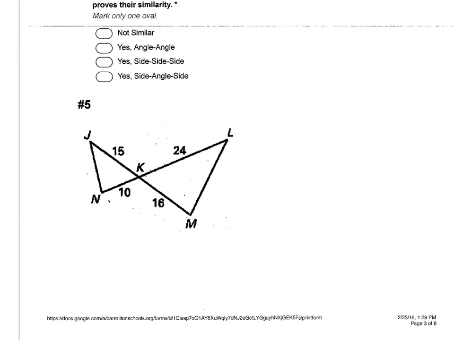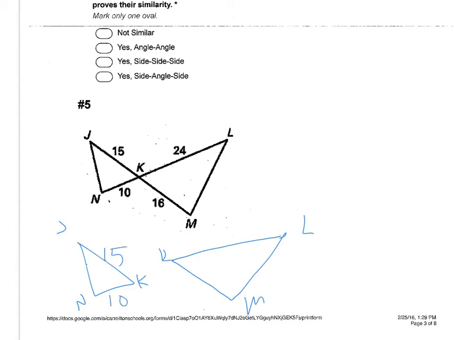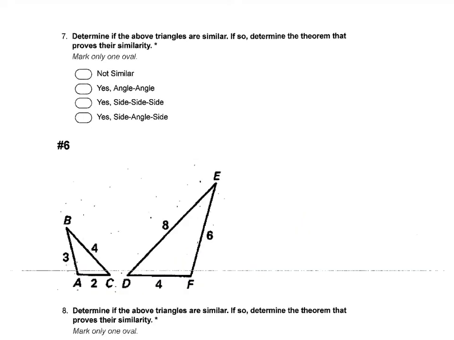Here's number 5. Now here's the picture. Evidently the problem's on the next page. So again, I would redraw this, maybe on your answer sheet. There's J, there's N, there's K, there's L, M, and K again. Notice we're using K twice. That's 15 units, that's 10 units, that's 16 units, that's 24. Draw all of this on your sheet, and now on the next page we'll see what the question says. And again, this is number 5 still. Don't pay attention to that.